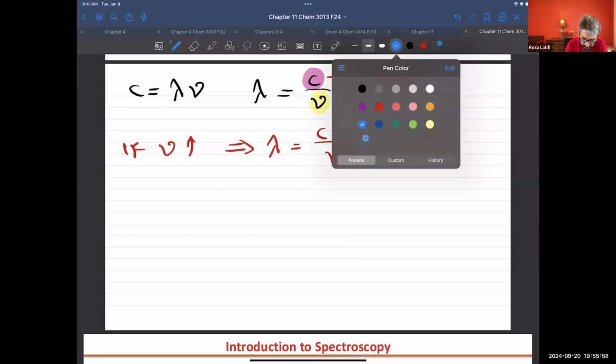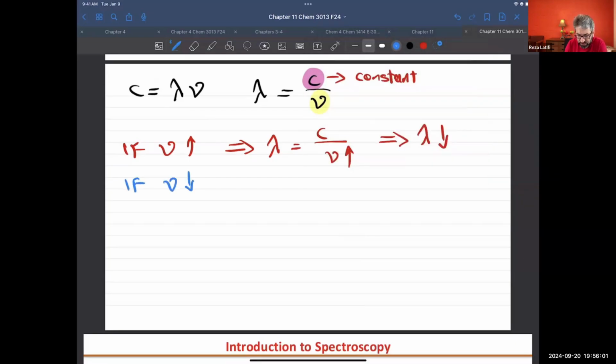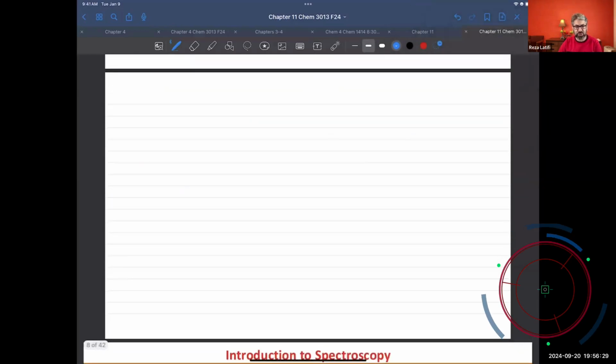Again, if frequency goes down, if you stretch the wave, you drop the number of frequencies. In that case, wavelength is going to be c over nu. Nu went down, and that's going to give you a lambda that got stretched, or bigger. So the wavelength is going to be longer as you decrease the frequency. That's one fact that we need to know about wave and frequency.